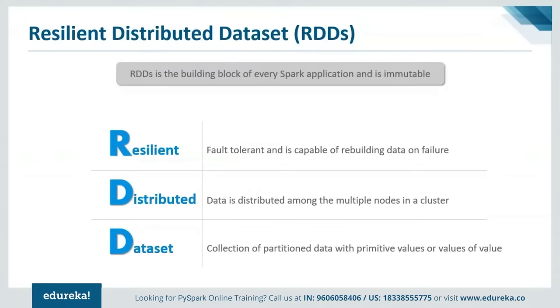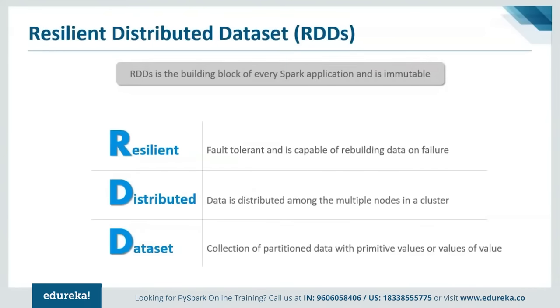And once you create an RDD, it becomes immutable. By immutable, I mean that it is an object whose state cannot be modified after it is created. But we can transform its values by applying certain transformations. They have good fault tolerance ability and can automatically recover from almost any failures. This is an added advantage.